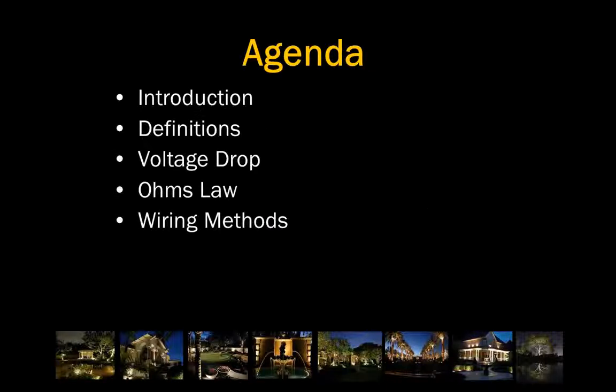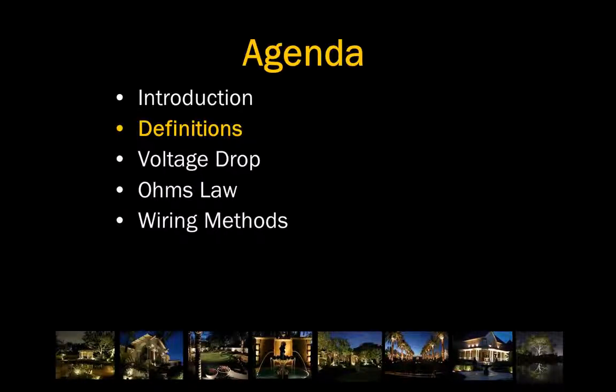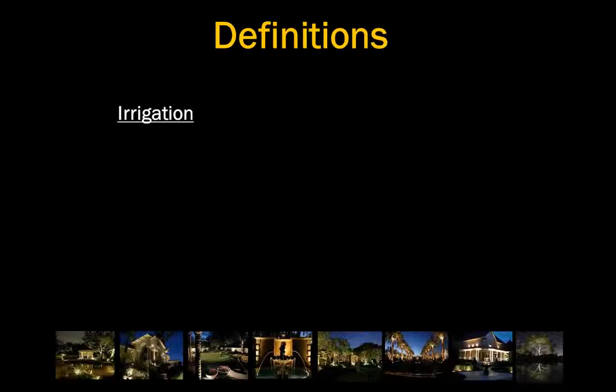Here's the agenda for this module. We've already done the introduction. I'm going to quickly do some definitions. We're going to then talk about voltage drop and Ohm's law, and then finish up with showing you some different wiring method designs. I like to start each class with a picture of a well-designed lighting system, just to show that you can do wonderful things with low voltage lighting. So let's go ahead and get started and talk about some definitions.